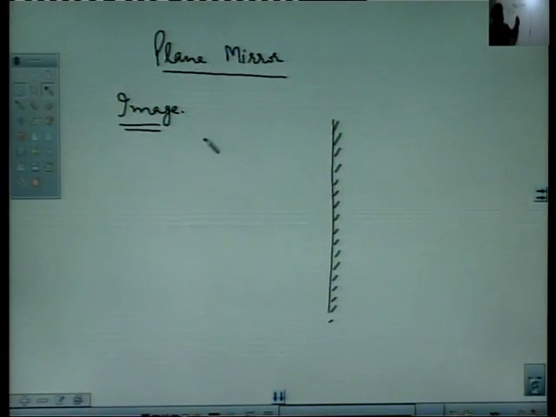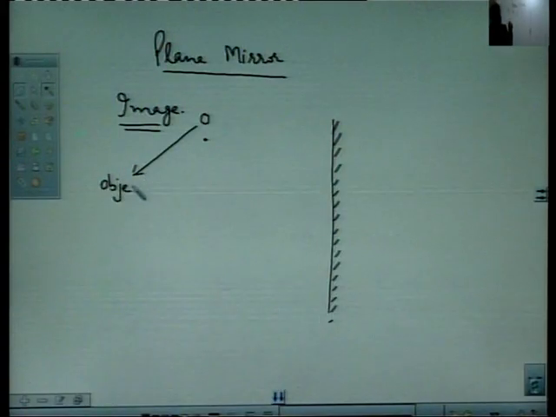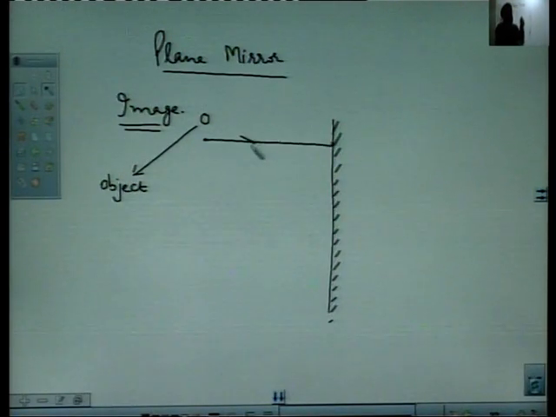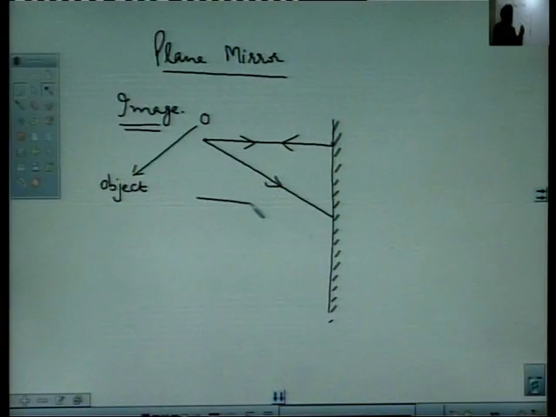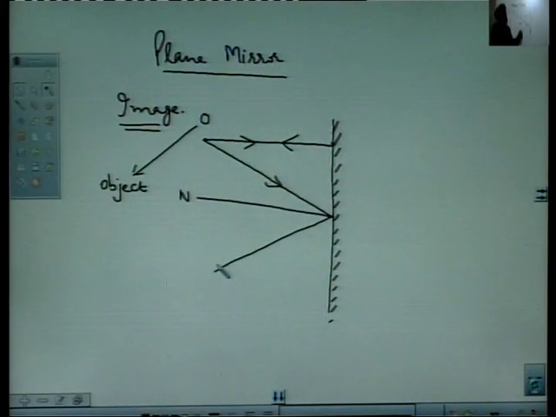We have an object here, then how is the image of this object formed? Suppose a ray of light strikes the mirror, then it will come back. Another ray of light strikes the mirror at this point. If this is the normal, it will go making the angle same along this direction.